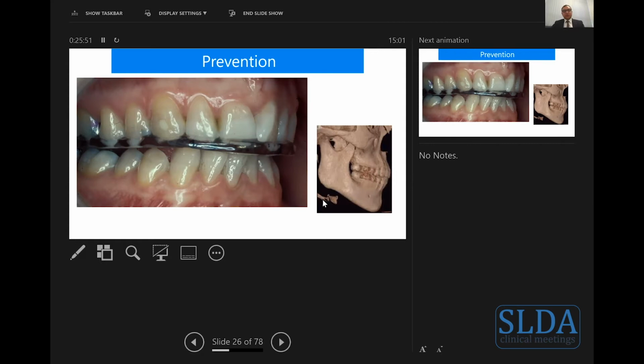Bruxism is a more complex issue, centrally mediated, of course, but from the history and examination, you might get an idea. Also, looking at the type of wear, abrasive wear, which shows faceting and flat planes, rather than cupping lesions appearing, might be indicative of bruxism. So in those cases, these sorts of heat-cured acrylic bite splints might be helpful, which need to be, of course, carefully designed and carefully constructed.